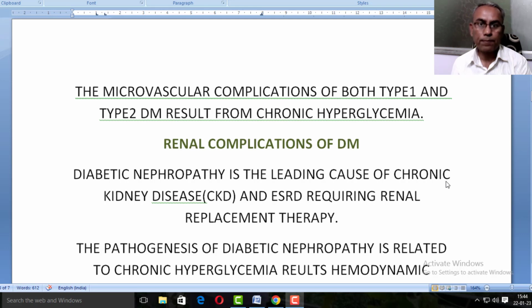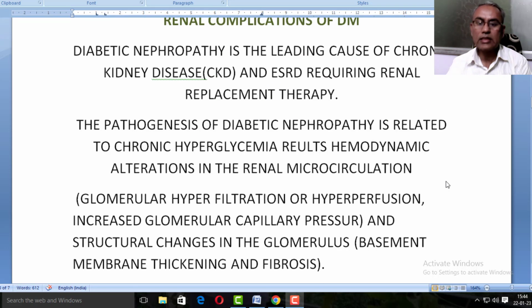as early as possible. The pathogenesis of diabetic nephropathy is related to chronic hyperglycemia, which results in hemodynamic alterations in the glomerulus microcirculation, that is glomerular hyperfiltration or hyperperfusion, leading to increased glomerular capillary pressure and structural changes in the glomerulus, that is basement membrane thickening and fibrosis, leading to destruction of the kidney.